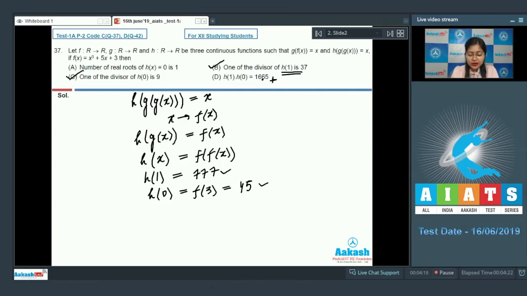Also, number of real roots of h(x) equal to 0. Now f is a one-one function, so f of f(x) will also be a one-one function, which means that the number of real roots will be 1. So option number A will also be correct. So correct answers are options A, B and C.